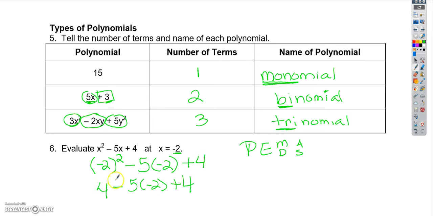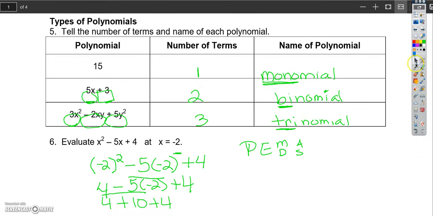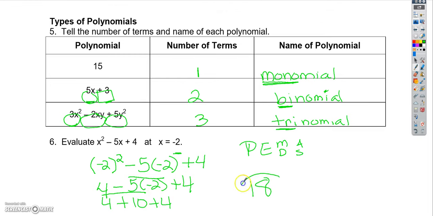Then no more parentheses, no more exponents. Multiply or divide. Nope. Oh, there's a multiply. So we have to do one step at a time. So that becomes +10. Now no more parentheses, no more exponents, no more multiply, divide. Can we add, subtract? Yes. We're going to add 4 plus 10. We get 14. That becomes 14 plus 4, which becomes 18.